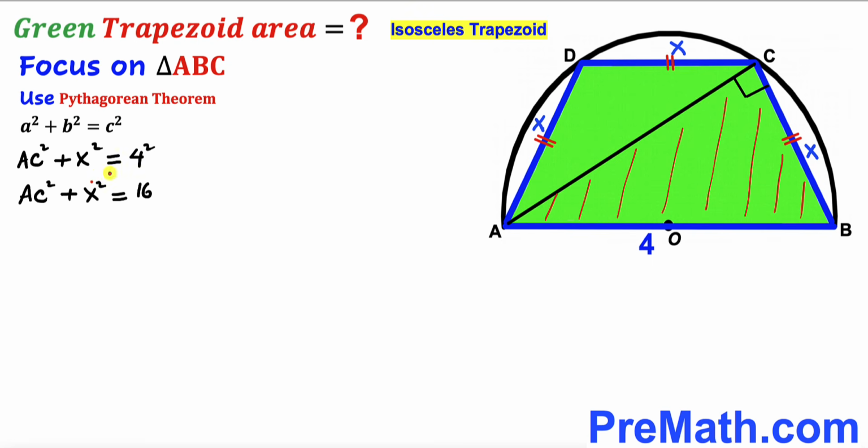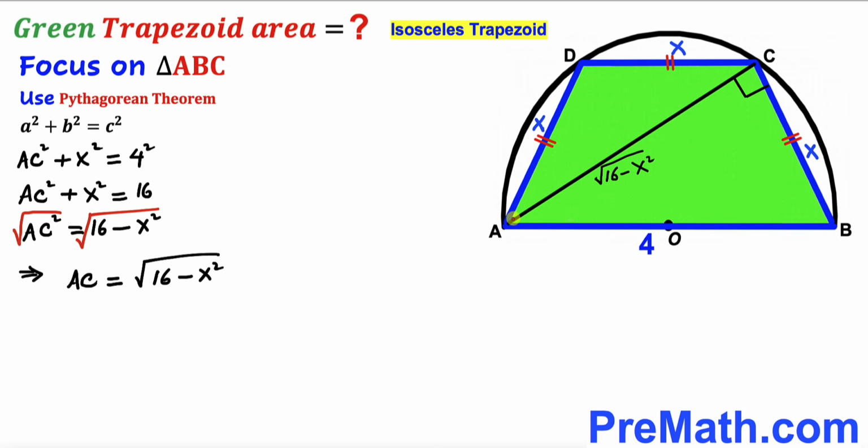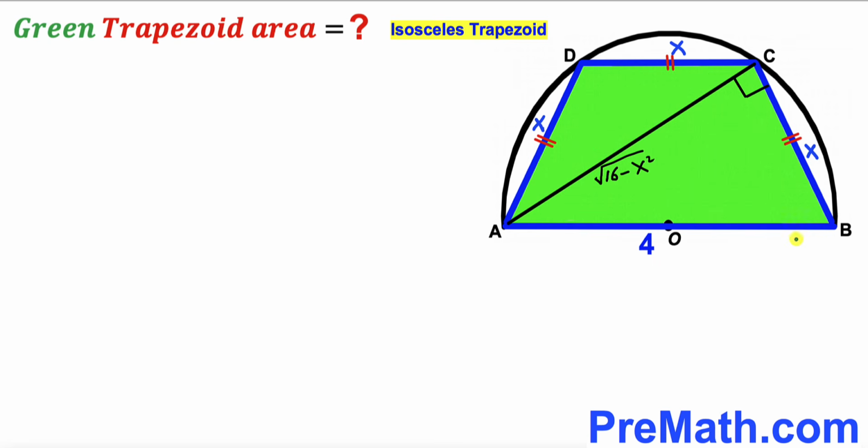Now I'm going to move x squared to the other side, as you can see in this next step. And now I'm going to undo this square by taking the square root on both sides. Here we can see our side AC length is going to be simply the square root of 16 minus x squared. So our side AC length turns out to be the square root of 16 minus x squared. Now in this next step, I'm going to connect point B with point D.